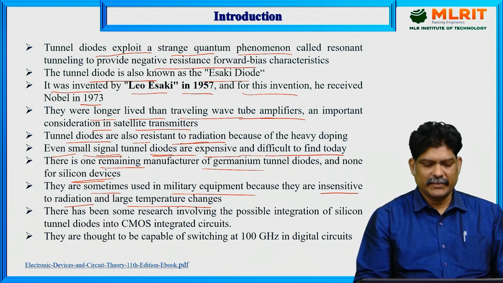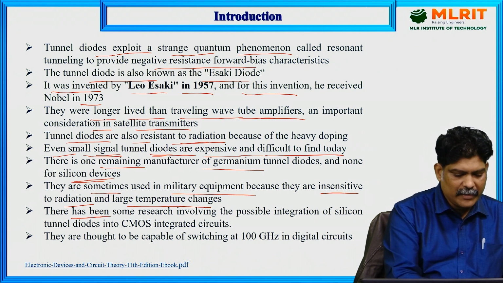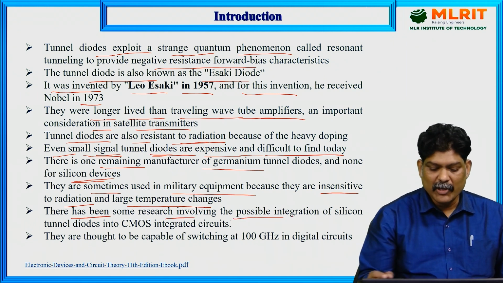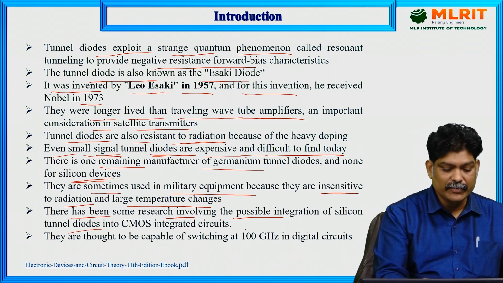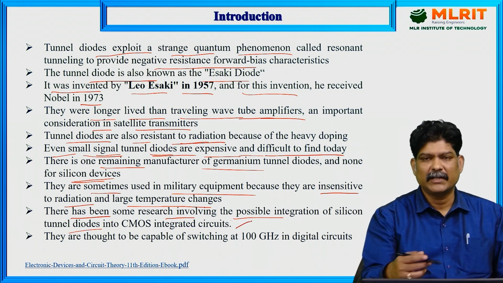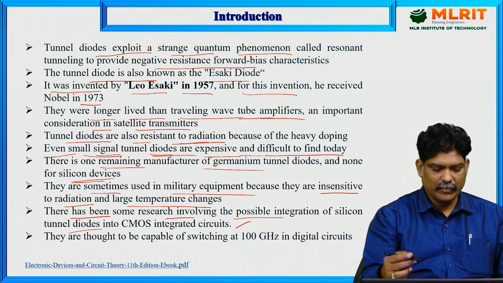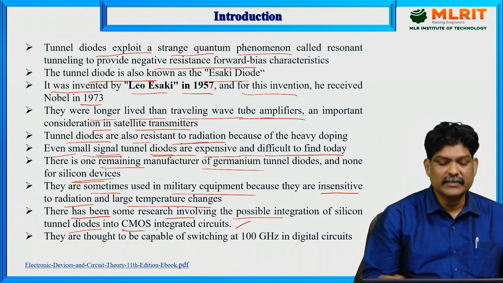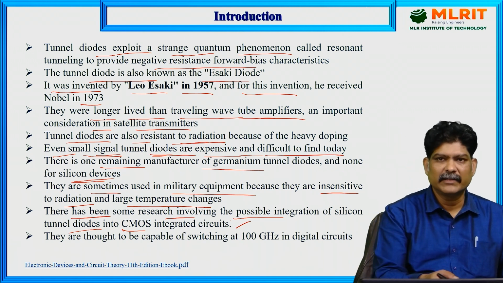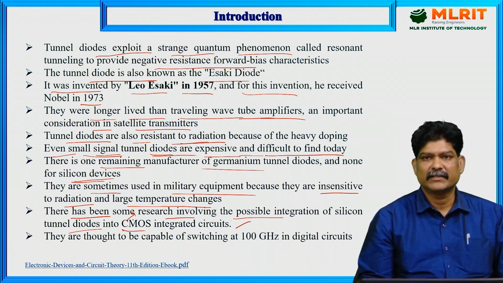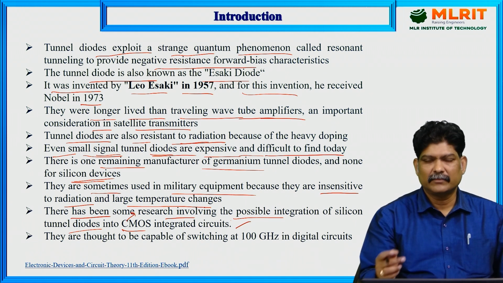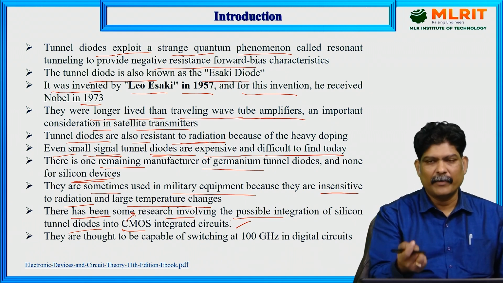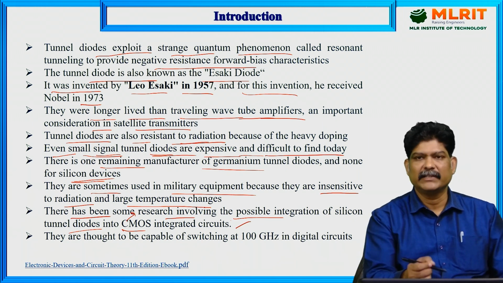There has been some research involving the possible integration of silicon tunnel diodes into CMOS integrated circuits. This is advanced research to integrate silicon tunnel diodes into CMOS integrated circuits. CMOS means complementary metal oxide semiconductor integrated chips. That means it will become very compact and robust. That is the advantage of these integrated chips.